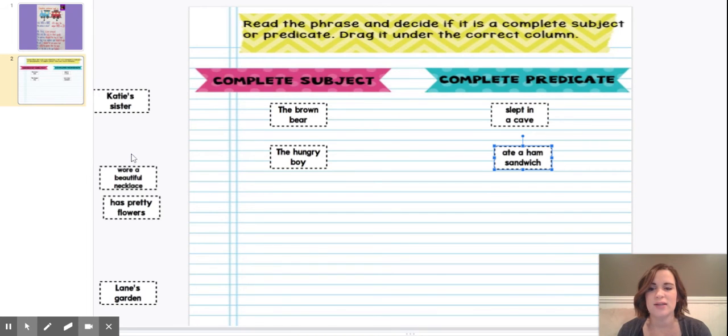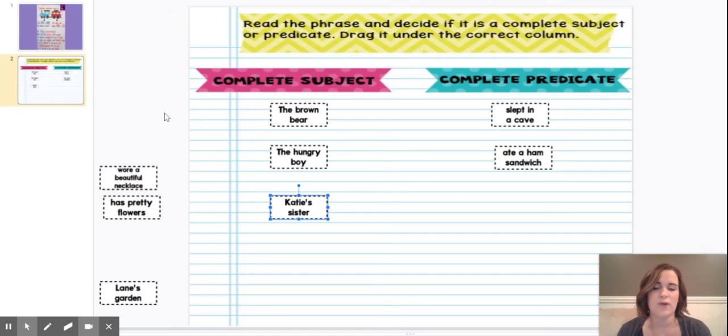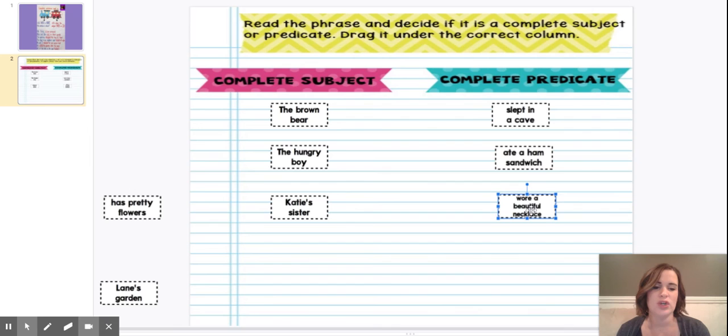Let's find another subject. We have Katie's sister. Okay, so that's a complete subject. Now we're looking for a complete predicate. Wore a beautiful necklace. She wore it. That's the predicate. Katie's sister wore a beautiful necklace. We have two more left. Which one is the subject and which one is the predicate?